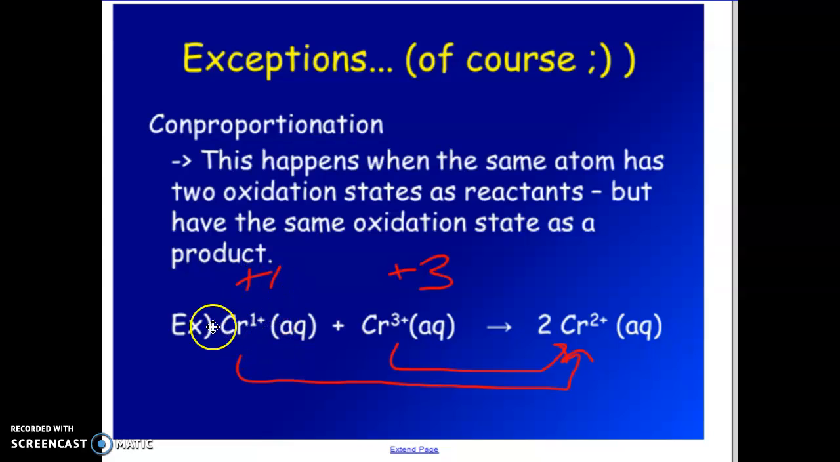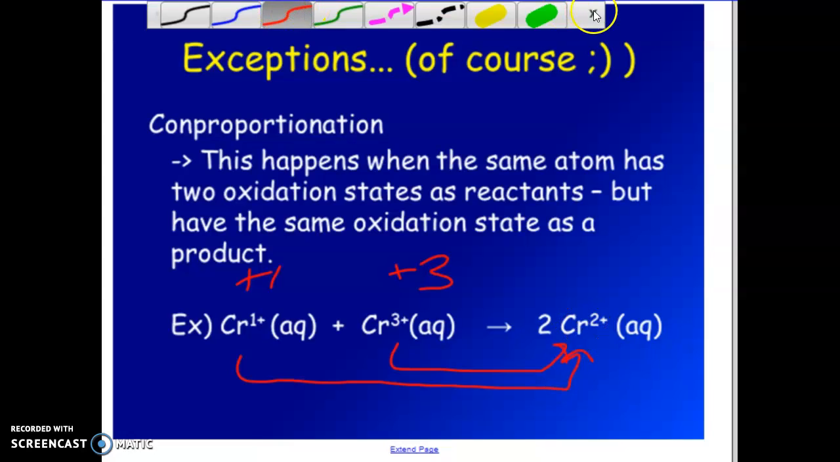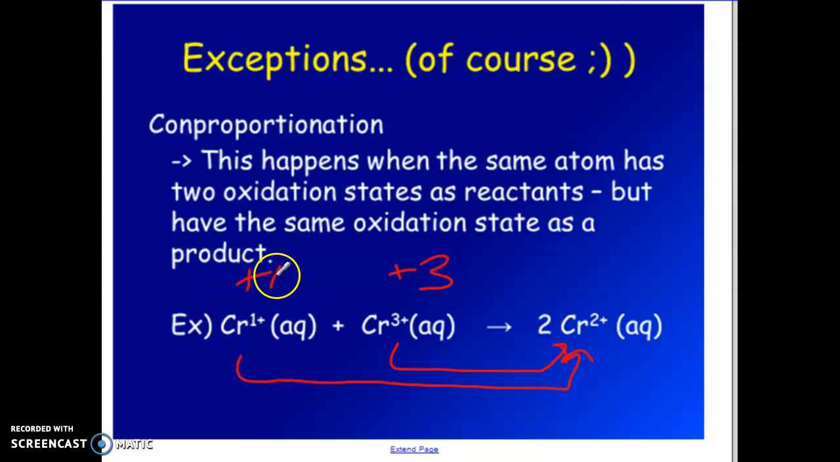So here we have chromium with a number of +1, chromium with a +3, and they're both becoming chromium +2. So this chromium is going from +1 to +2, which means it's undergoing oxidation and losing an electron. And this chromium is gaining an electron because it's going from +3 to +2, so it's being reduced. So you have the same type of element doing both oxidation and reduction here as well.